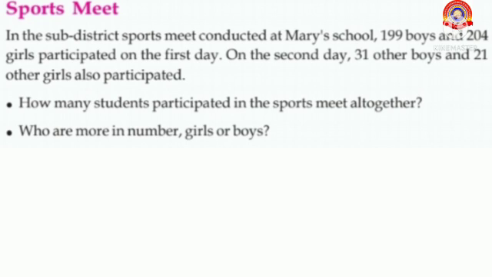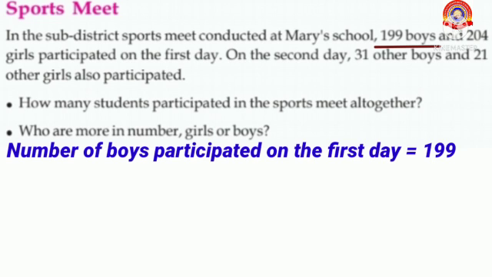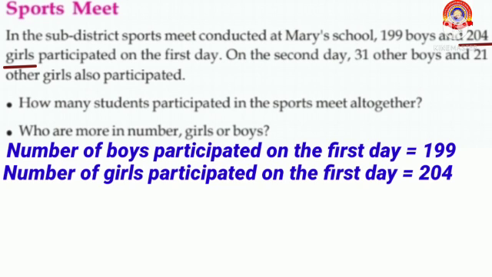Children, how many boys participated on the first day? Yes, 199. So, number of boys participated on the first day equals 199. How many girls participated on the first day? Yes, 204. So, number of girls participated on the first day equals 204. See children, on the second day, 31 other boys and 21 other girls also participated.